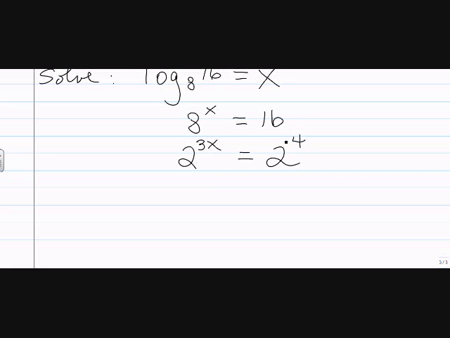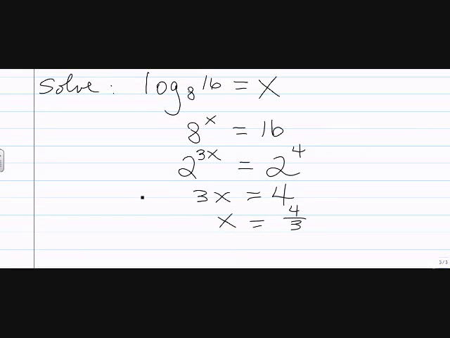Yes, ma'am. Yep. If both of these bases are the same, then those powers have got to be the same. So x is 4/3, and we would have spent all day guessing and checking to get that answer right, but if we solve it in an equation, we get it.